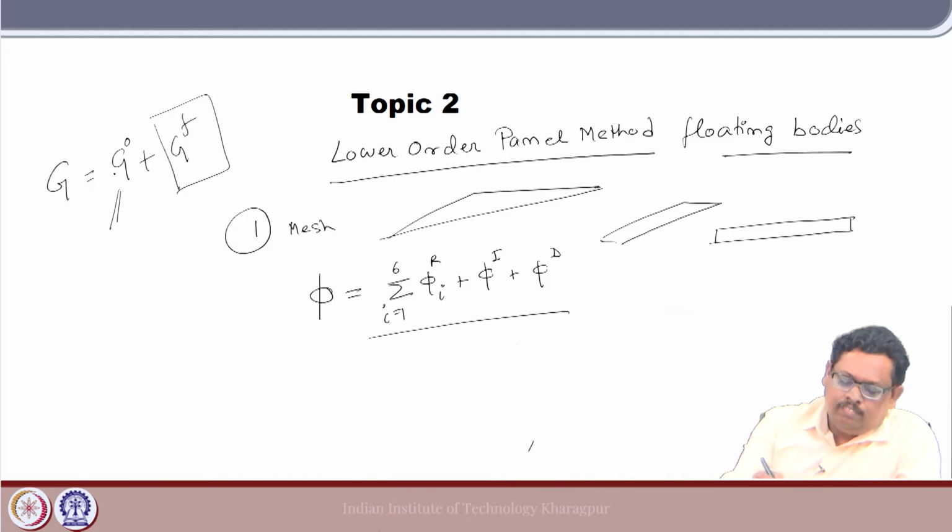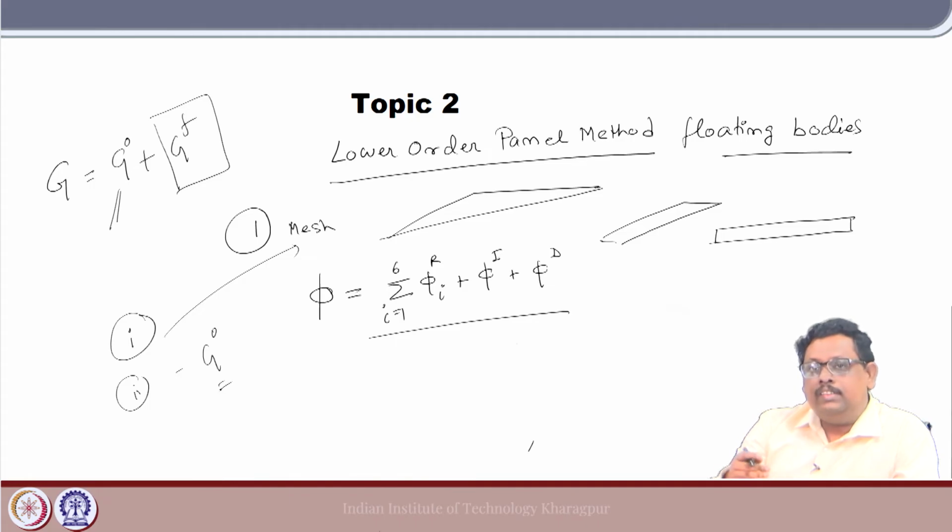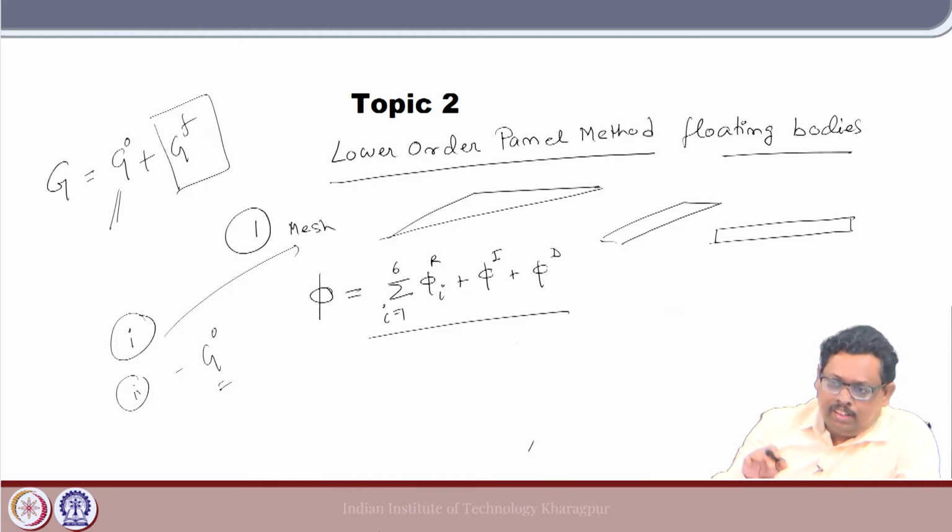So, I expect from this topic 2, you should know the following. Number one, you should know about the meshing. Number two, how to integrate the Rankine part of the Green's function, then how to extract the data from the WAMIT result and how to give the input to WAMIT. And suppose you have some kind of difficulty, like the program is not running, then to judge why the program is not running, what parameter you should change which influences that instability, that also we discussed in this topic 2, right.